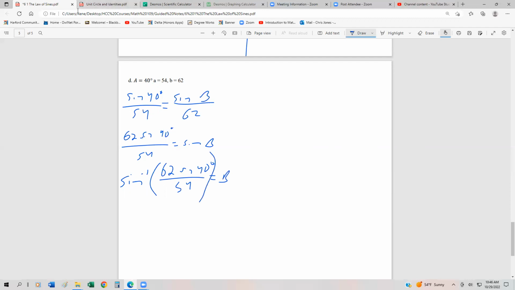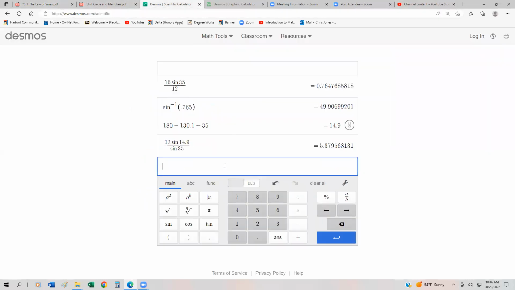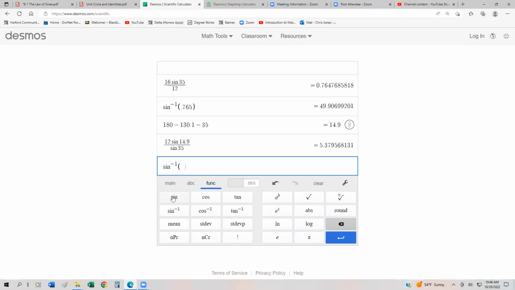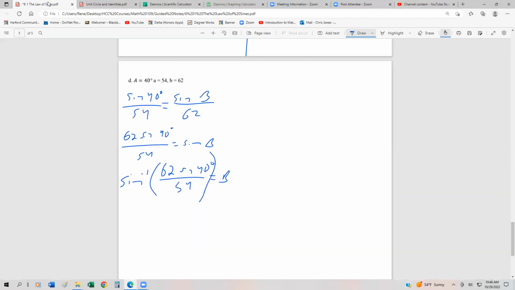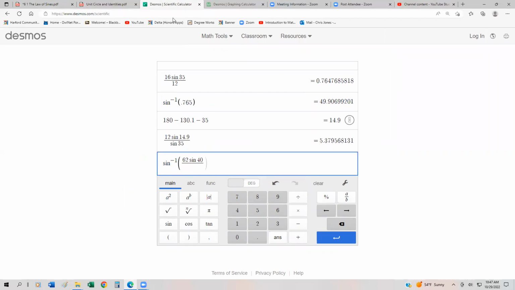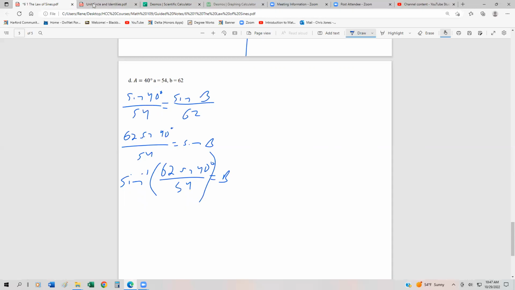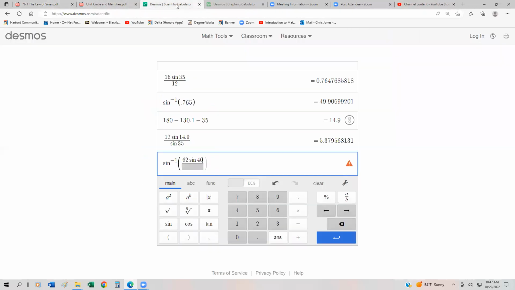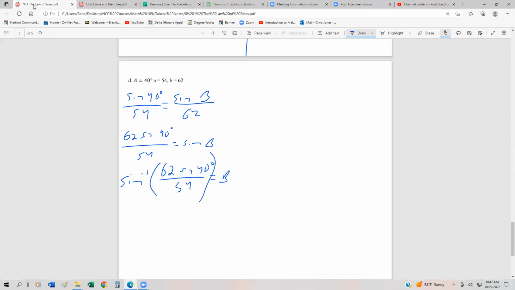In our calculator, let's figure that out. I'm just going to take the arc sine of 62 sine of 40 divided by 54. Now we get 47.5, or 47.6 degrees rounded to one decimal place. So 47.6 is equal to B.